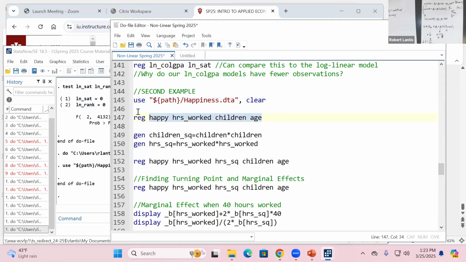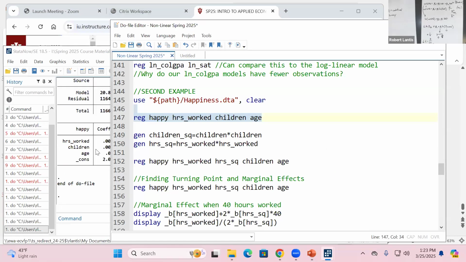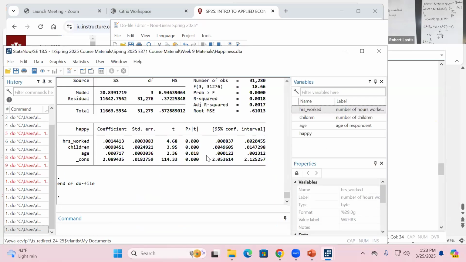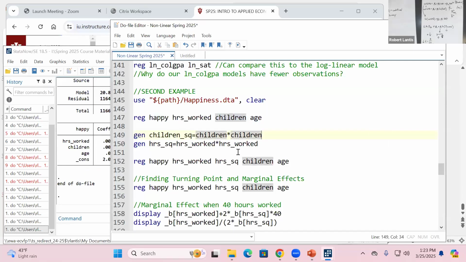So we'll start out. Now here I'm going to start to add in some additional control variables, right? So maybe I want to know what's the relationship between happiness, hours worked, children, age. So I'm going to run this linear relationship, but I'm now not just looking at one variable, I'm looking at several. I've got control variables in here, okay? So I look, okay, everything's pretty statistically significant, but maybe I think that there's some nonlinear relationships going on.